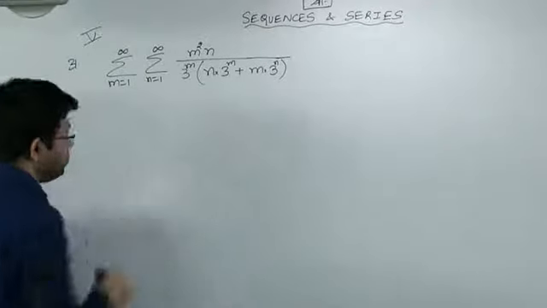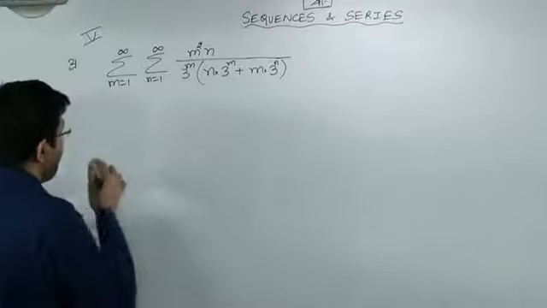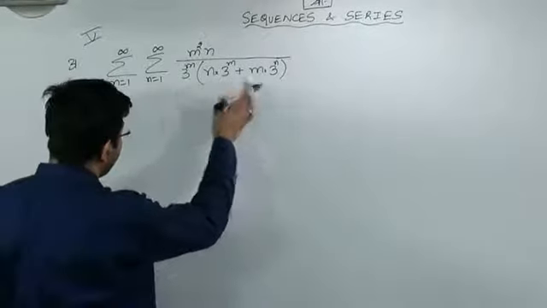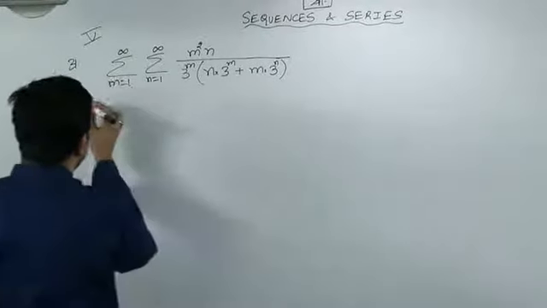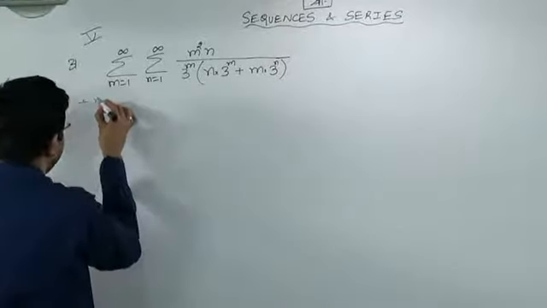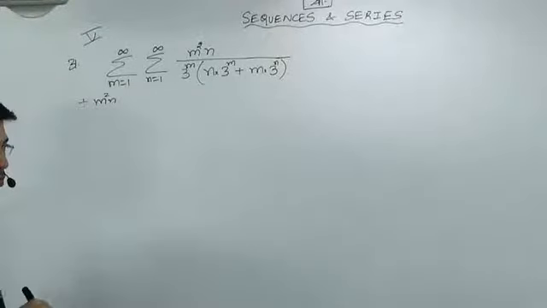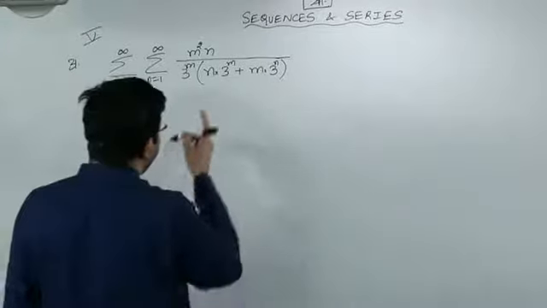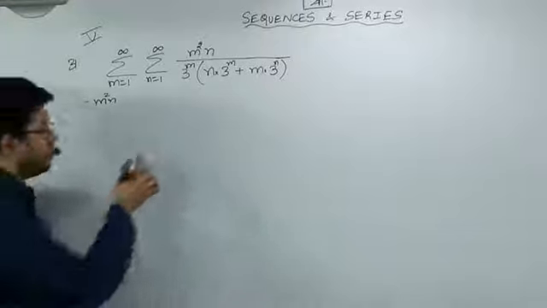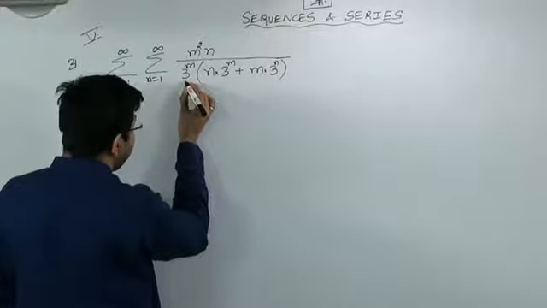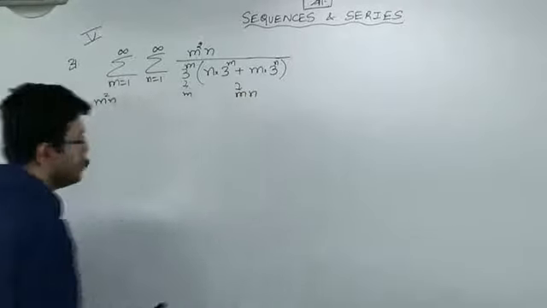This is not a straightforward question, but we have to make use of the pattern. What we can do, divide numerator and denominator by m square n, and while dividing the denominator by m square n, divide this by m and divide this by m times n.